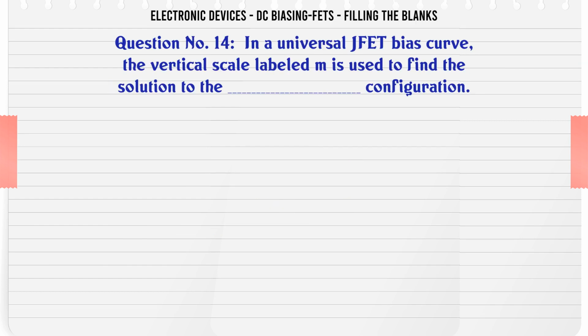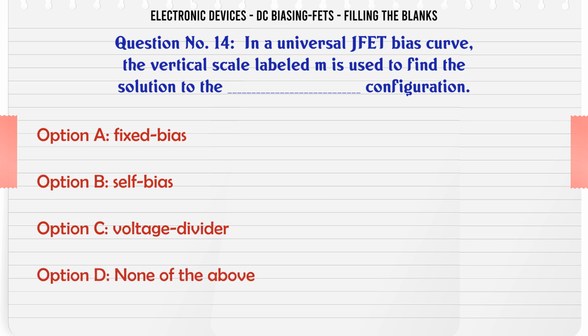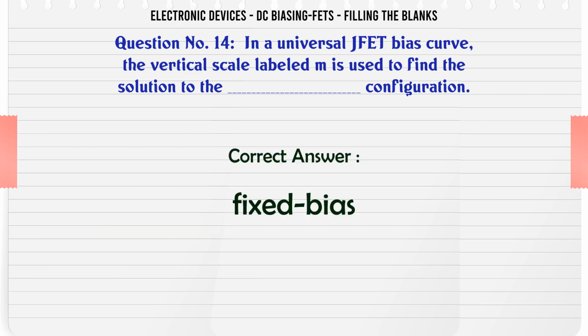In a universal JFET bias curve, the vertical scale labeled M is used to find the solution to the configuration. A. Fixed bias. B. Self-bias. C. Voltage divider. D. None of the above. The correct answer is fixed bias.